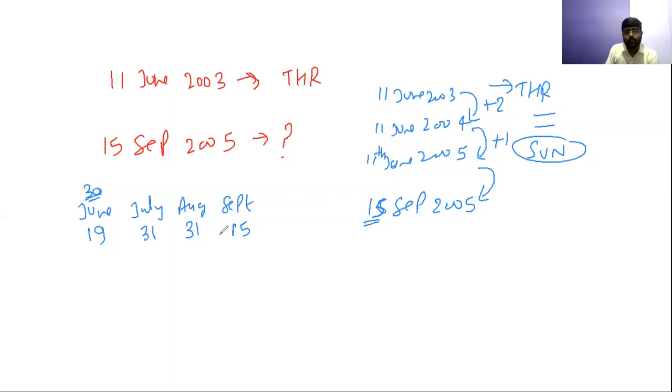So these are the days between 11th June 2005 and 15th September 2005. But I'm interested in odd days only, so I will calculate the odd days. You know how to calculate the odd days: just divide by 7 and check the remainder. So the remainder is 5 here, 3 here, 3 here, and 1 here. So 5 plus 3 is 8, 8 plus 3 is 11, 11 plus 1 is 12. But 12 cannot be the odd days because odd days cannot be greater than 7. So I divide by 7 again and get remainder 5. So 5 is my total odd days.